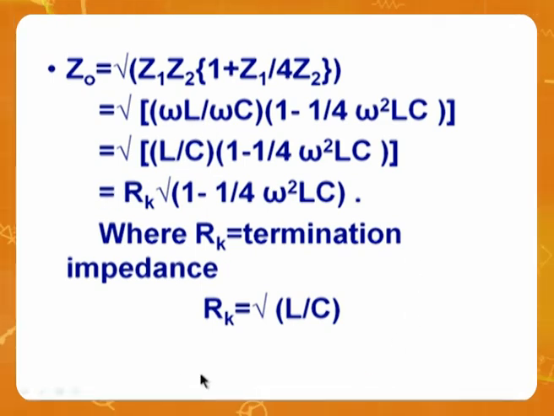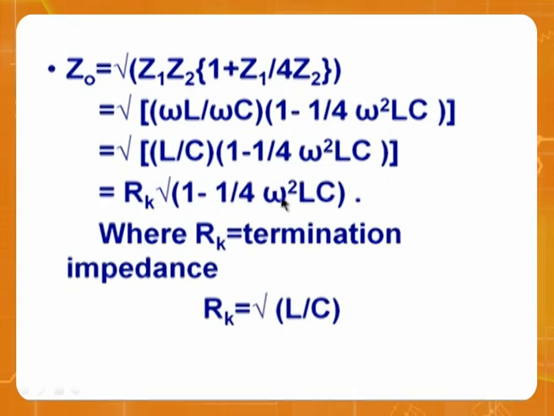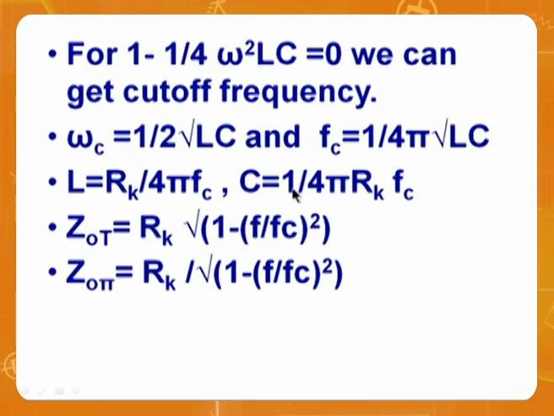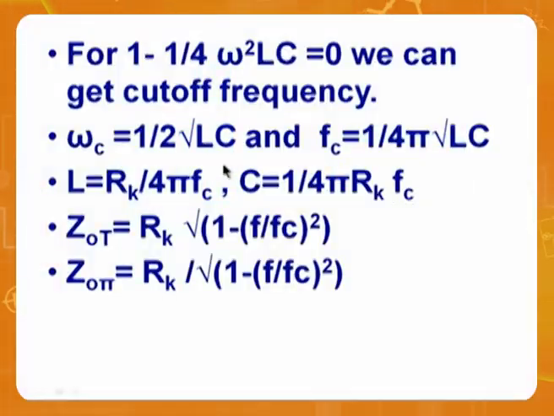So the characteristic impedance depends on frequency now. If I convert this frequency into cutoff frequency, what comes? See there, ultimately this is what you get. So if I calculate cutoff frequencies from the expression of Z0, this is how you will get L, C and Z0, Z0 pi. These are the equations for design.